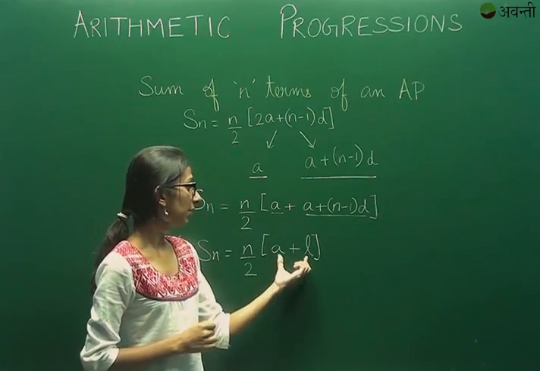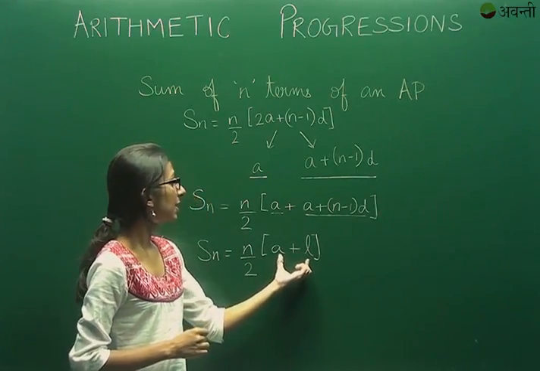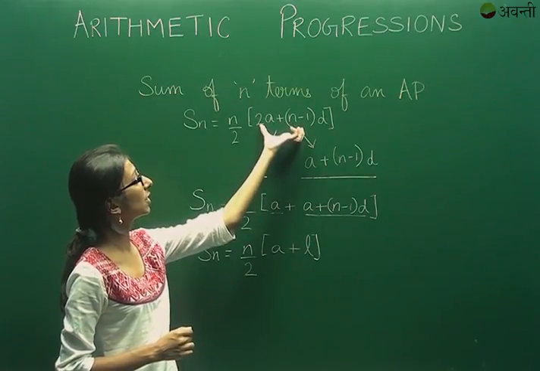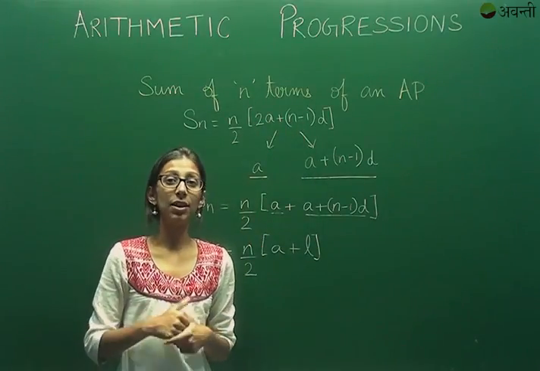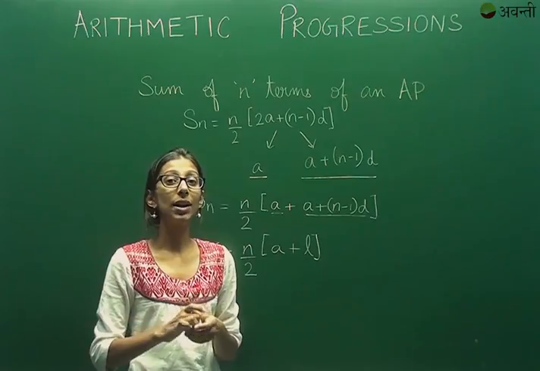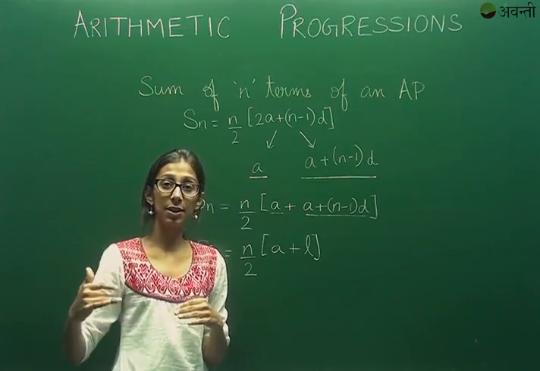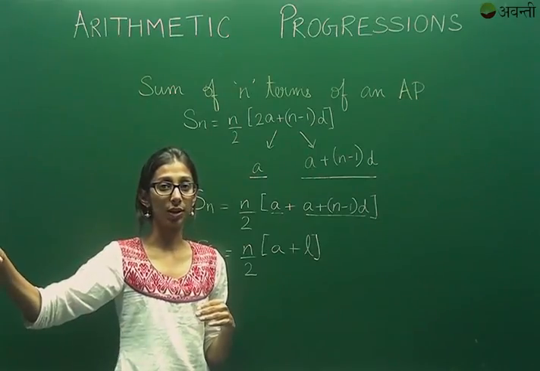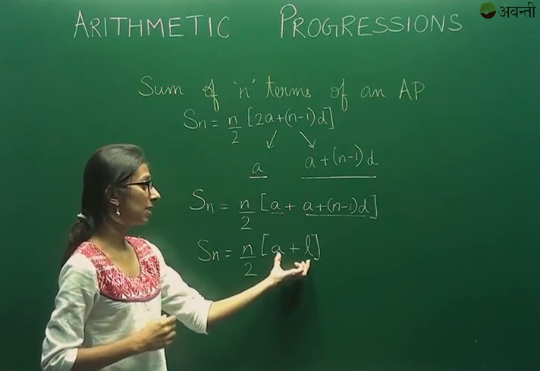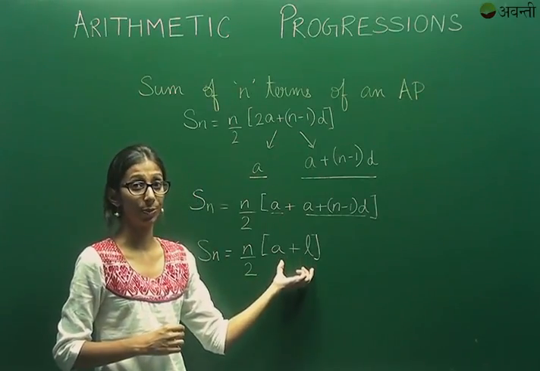And if you observe this carefully, this is how we had got this term in the first place. While we were deriving our formula for sum, we had done what? We had added the first term with the last term, the second term with the second last term, and so on. So I can write my sum formula as this also.